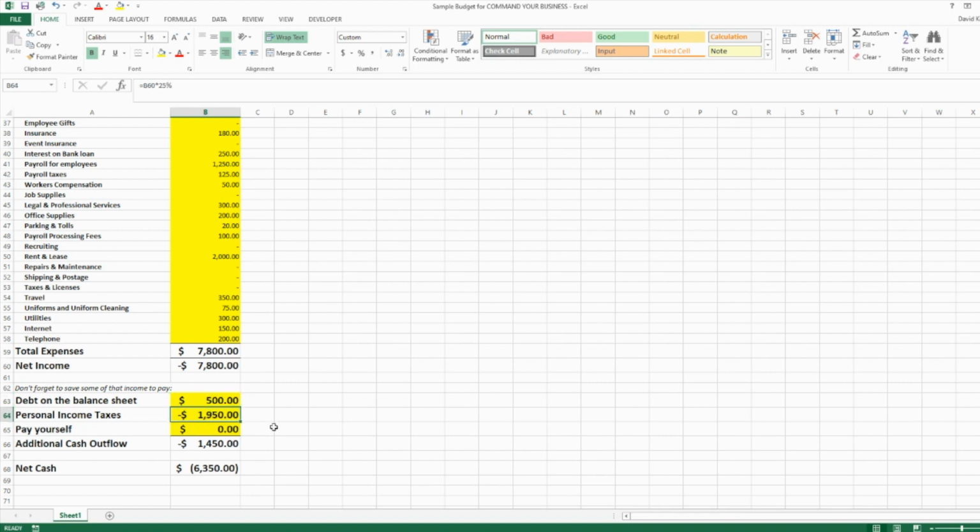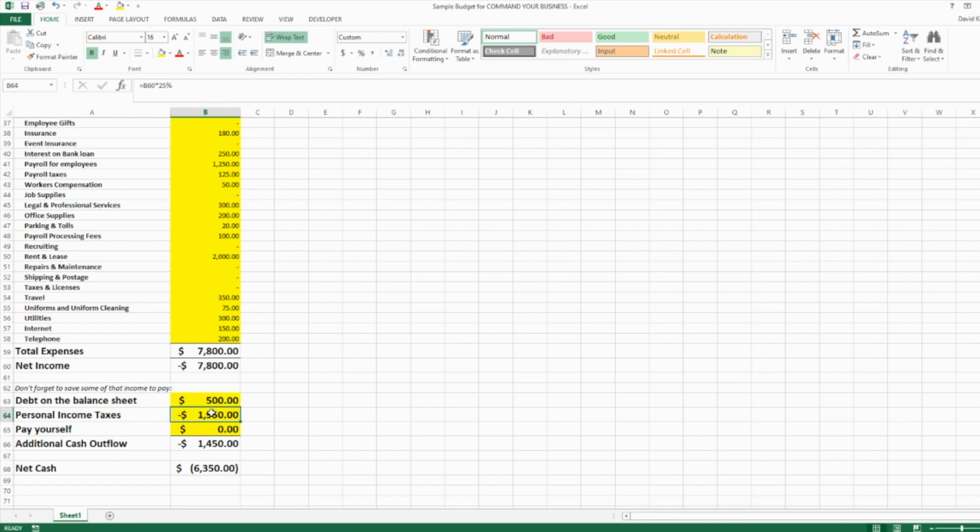Now you can see I have a formula here that basically takes 25% of whatever your net income is and allocates that for an amount you'll probably owe on your personal income tax return for that profit. Now 25% is totally an average. Some people are going to pay 20% in total, fed, state, and local. Other people are going to pay closer to 30, 35. So based on your tax situation, you want to change this number.